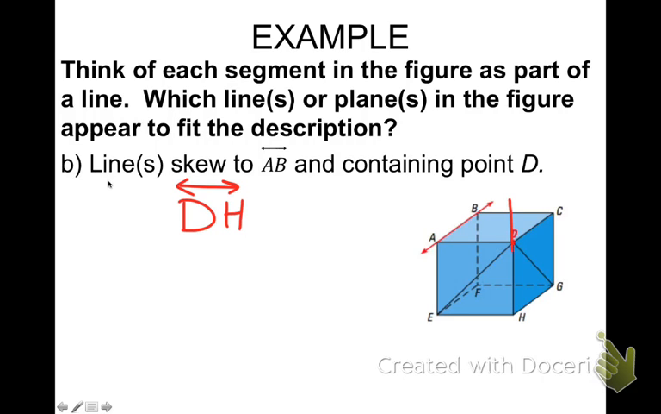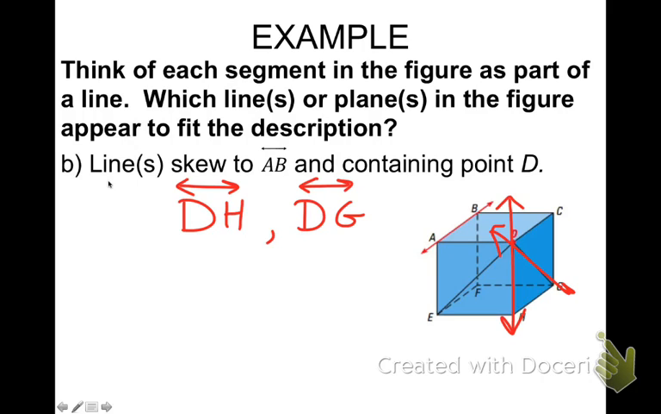Line DH. So that's going straight up and down. It's going in the opposite direction. So AB is going front to back. DH is going up and down. They'll never intersect. Give me another one. DG. Good. The DG would be skew. It's never going to intersect. And it's not parallel because it's going in the opposite direction. Any other ones? Well, we're sticking with DA. Yeah, AD would be actually intersecting it.